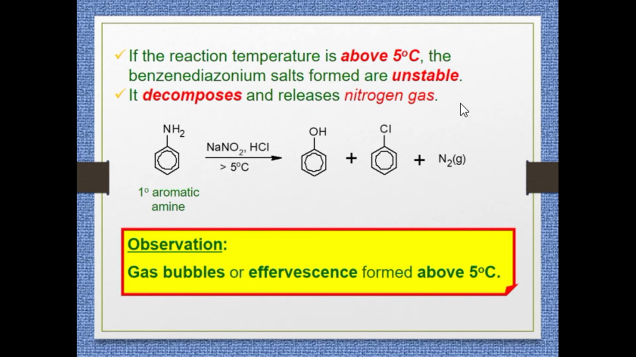However, if the reaction temperature is above 5 degrees Celsius, the benzene diazonium salts are unstable. It decomposes and releases nitrogen gas. Therefore, the observation is that gas bubbles form above 5 degrees Celsius.